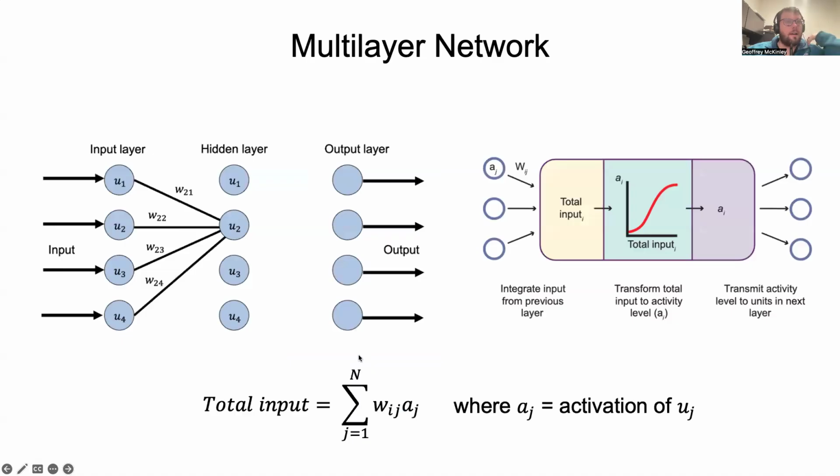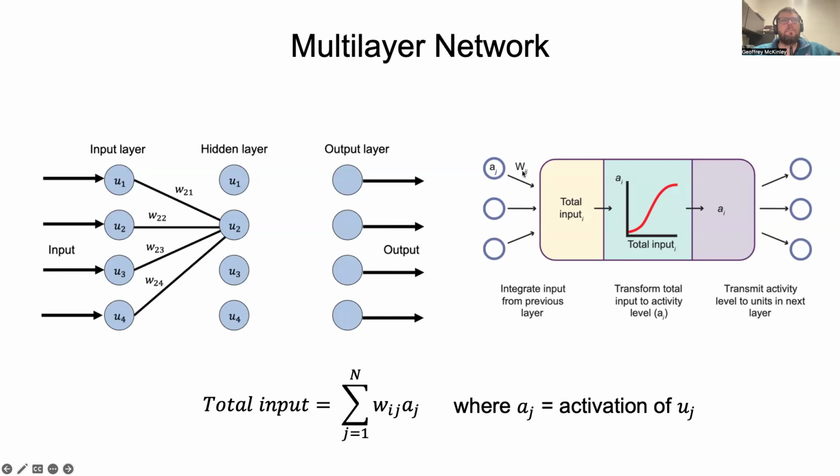All right. And of course, the total input to that unit is going to be the sum of the weighted activation, where uj is the activation of each input unit. So u1 times weight 2,1 will equal the first weighted activation. And then you just sum it up for all the input units. And we're going to talk about this.